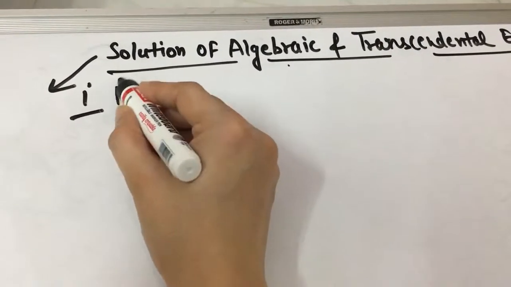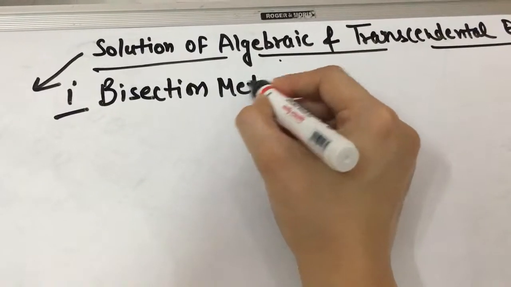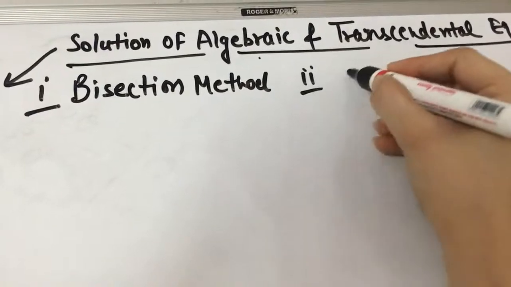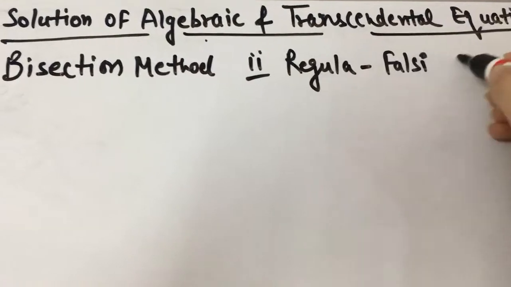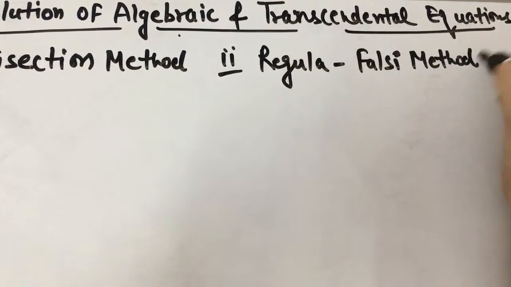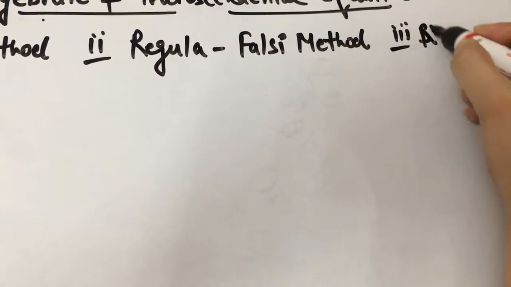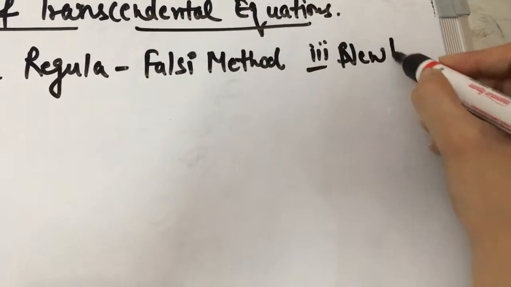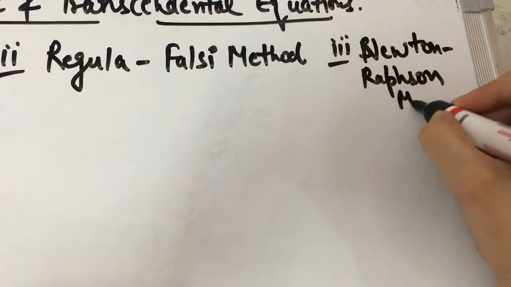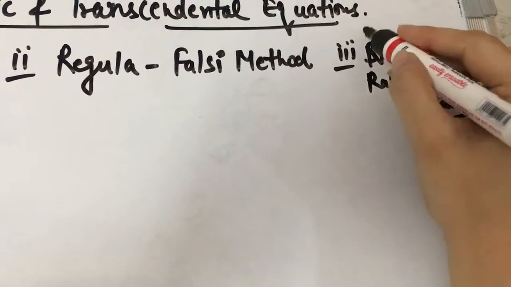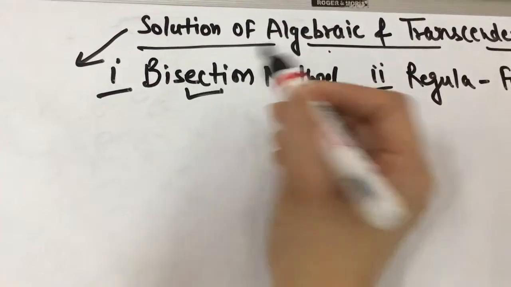First is bisection method. Second is regular falsi method. Third is Newton-Raphson method. This method is most important. In this video, we will start with this method.